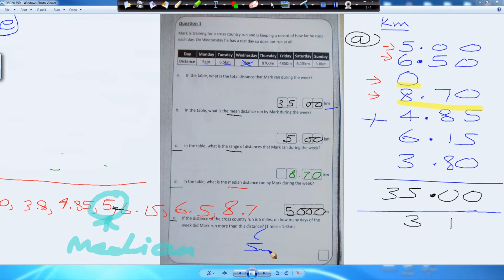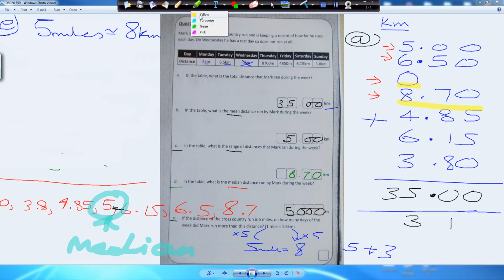How do we get from 1 mile to 5 miles? 1 to 5, what do we do? Times by 5. And 1.6 times by 5 now. What's 1 times 5? 5. And what's 0.6 times 5? 3. Okay? 0.6 times 5 is 3. So 5 miles is what our target is, approximately equal to 8 kilometers.